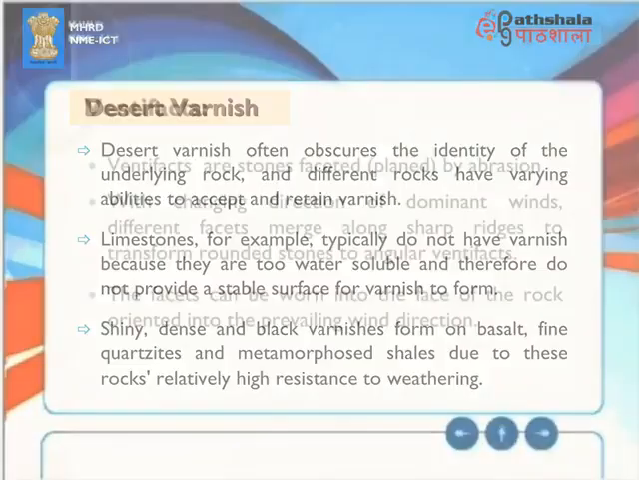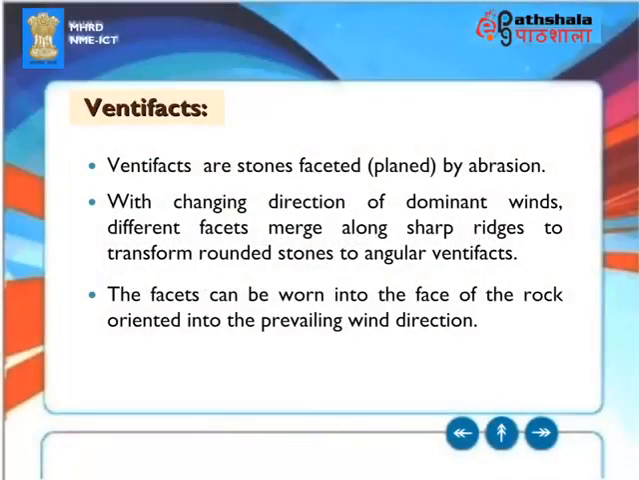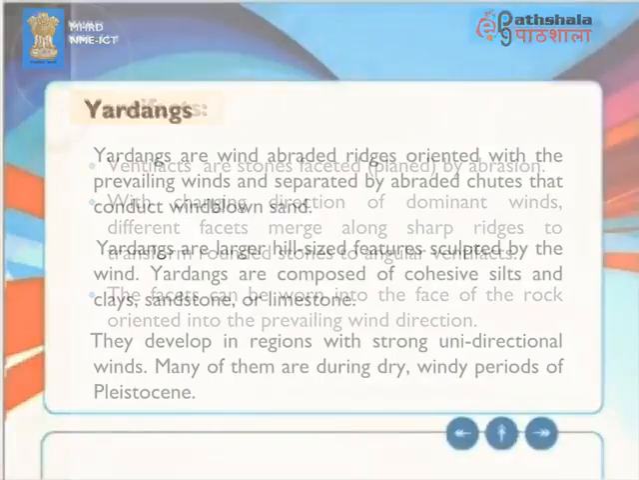Ventifacts. Ventifacts are stones faceted or planed by abrasion. With changing direction of dominant winds, different facets merge along sharp ridges to transform rounded stones to angular ventifacts. The facets can be worn into the face of the rock, oriented into the prevailing wind direction.